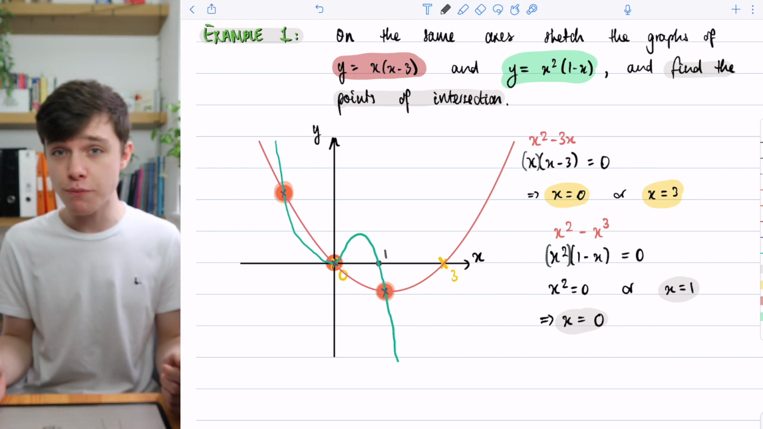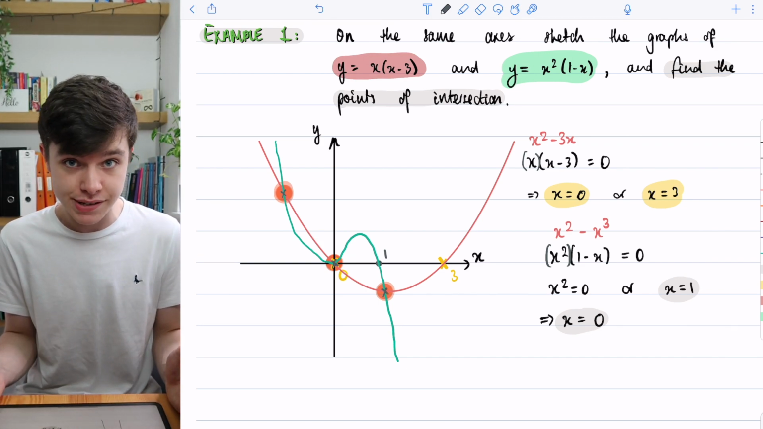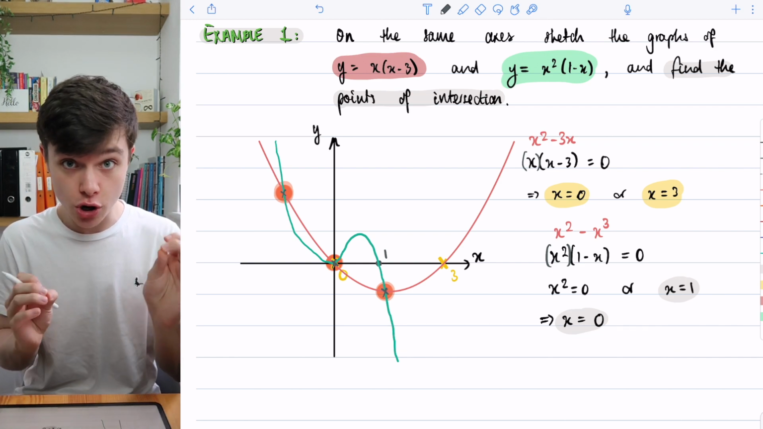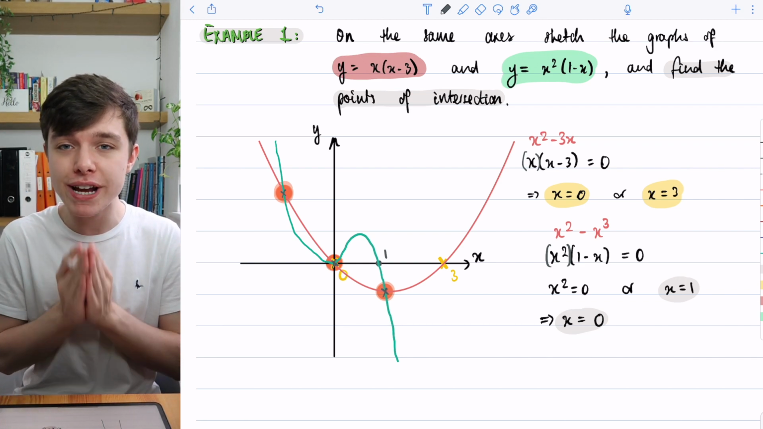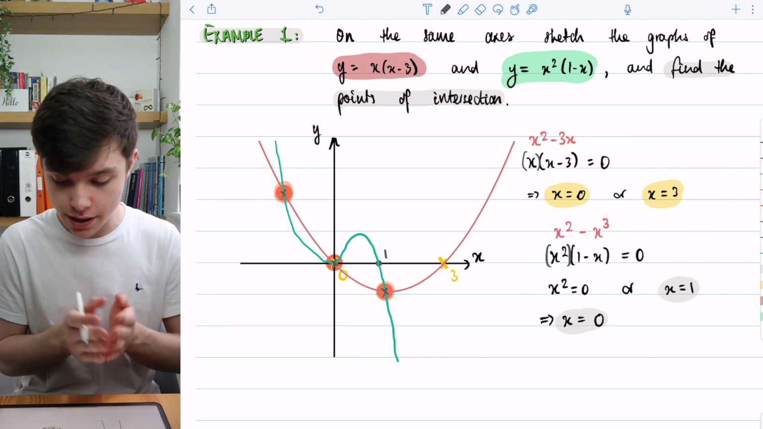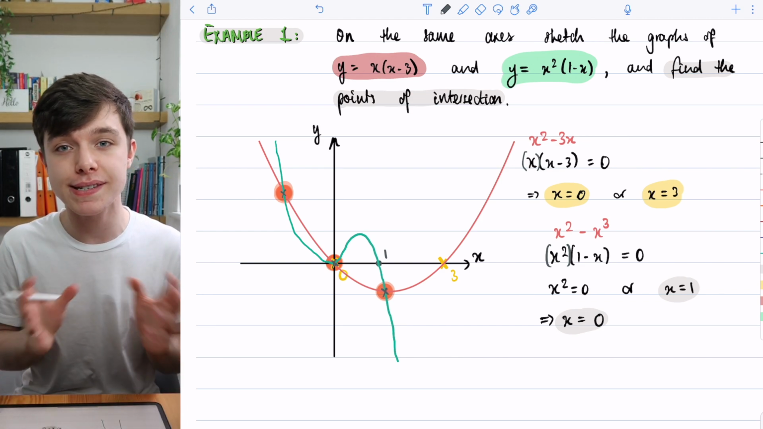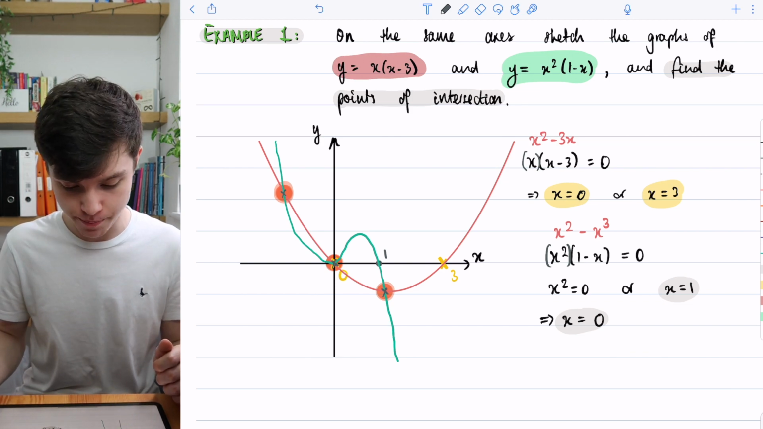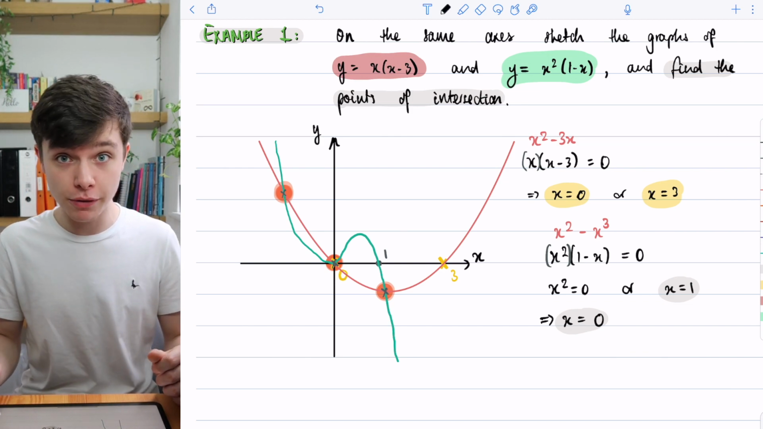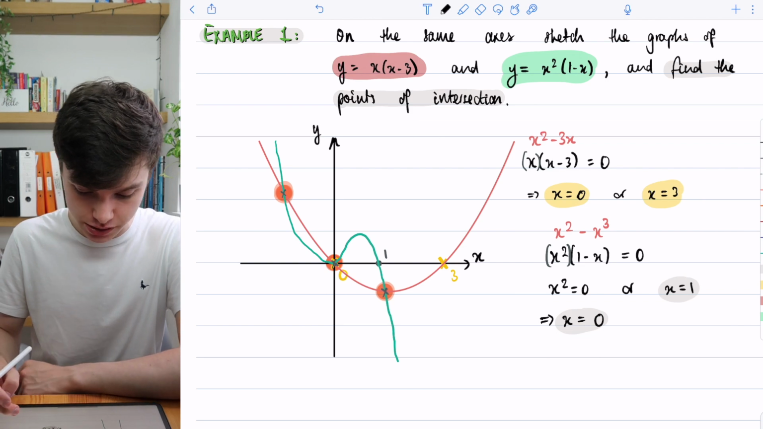Now they've both got the same root, so of course they're going to cross there at 0, and we've got then 2 other points. So in total we have 3 intersection points. So that means we're going to have 3 solutions when we set the graphs equal to each other. So let's do that, and that will find what those points of intersection are.